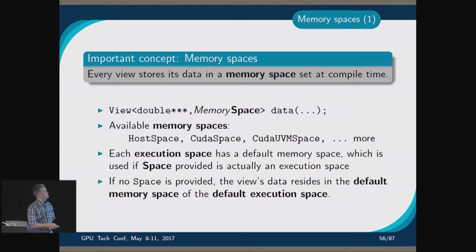So that's why these views will take any kind of space. If you don't provide a memory space at all, you just say the view double in the first two exercises, that's what happened. Then there is a default execution space that you specified when you built the code. And since every execution space has a memory space that it likes best, that default execution space's memory space is what is used as the default place to put data.